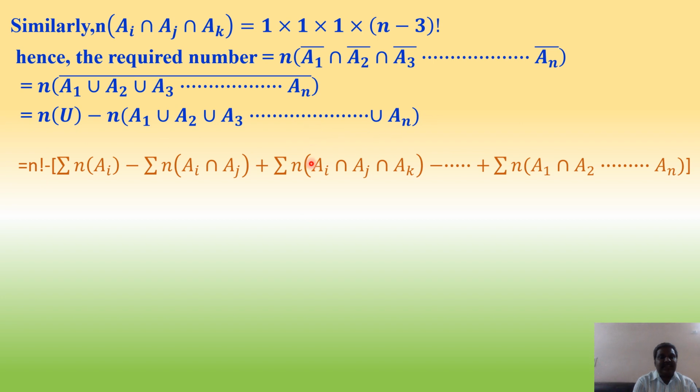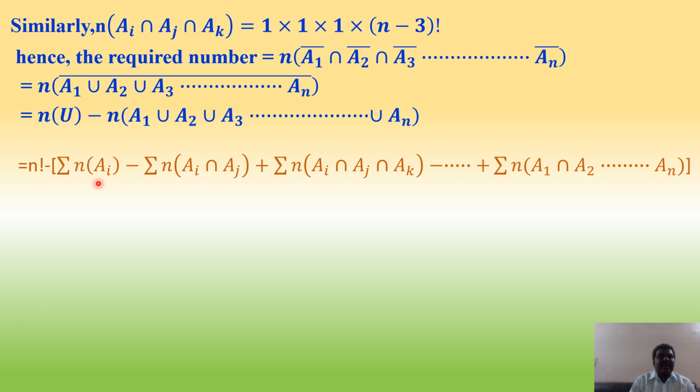This is the definition by inclusion and exclusion: sigma n of Ai minus sigma n of Ai intersection Aj plus sigma n of Ai intersection Aj intersection Ak and so on, up to plus or minus n of A1 intersection A2 intersection and so on up to An. So how to obtain this n of Ai? What is n of Ai? Number of elements in Ai.